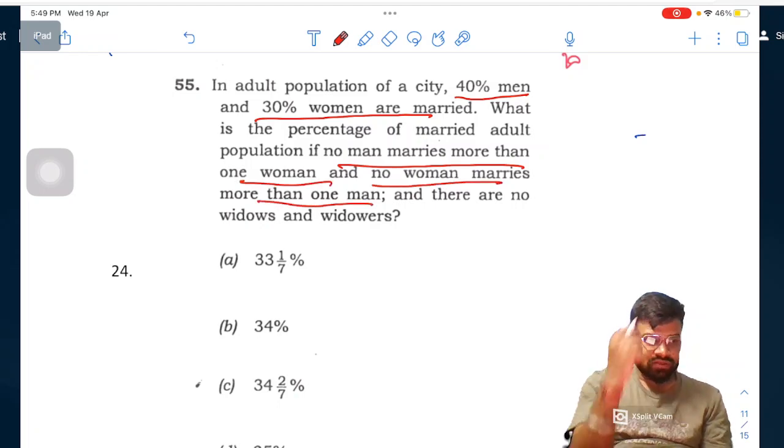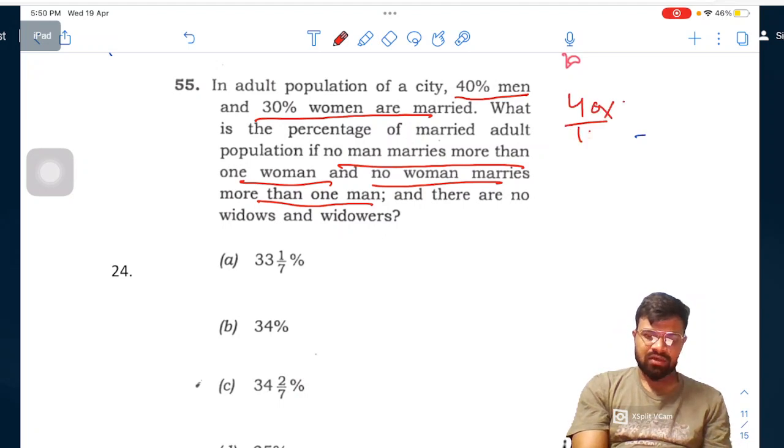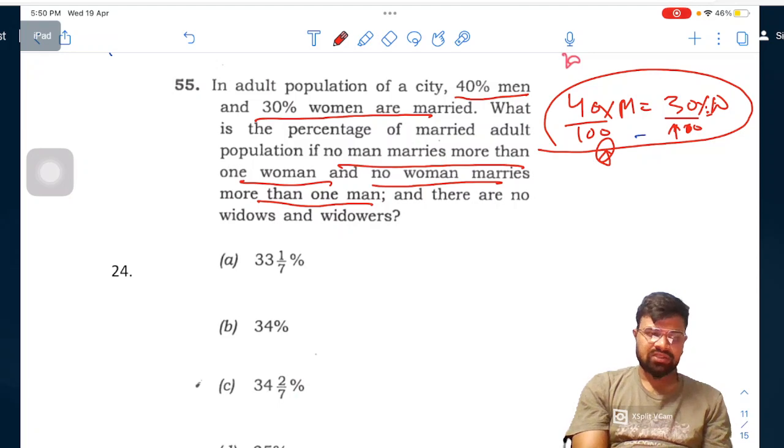Okay, so in this question, see, 40% of men is equal to 30% of women, because every man is marrying only one woman. So this is the case. Now, how to assume in this question? The art of assumption is very important.